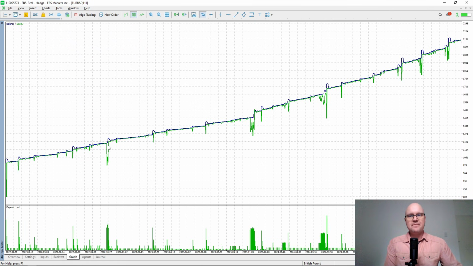So testing from the 10th of January 2022 until the 14th of December 2025, we see a really healthy equity and balance curve. However, we do see those periods of drawdown where it uses its recovery system, which is highlighted by the difference between the two graphs.